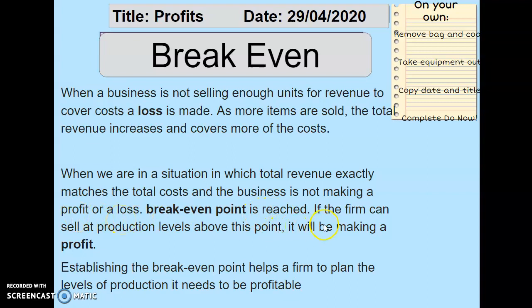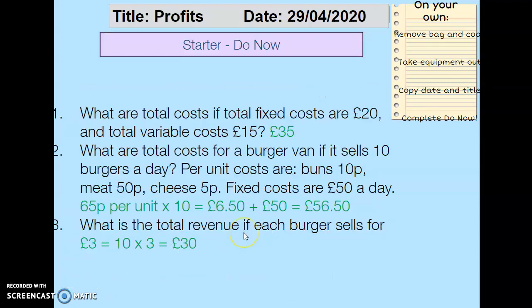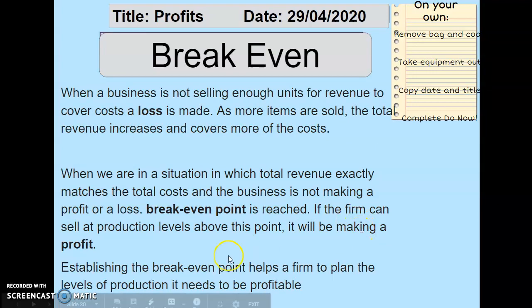Now, on the other hand, if the firm can sell at production levels above this point, okay, so if our revenue is 60 and our costs are 56.50, okay, so if this is higher than this, then in that case, we are making what we call a profit, okay? So there are 3 different scenarios, okay?